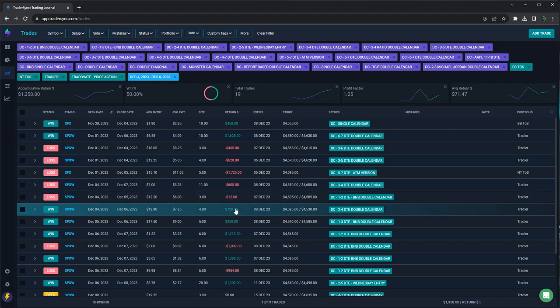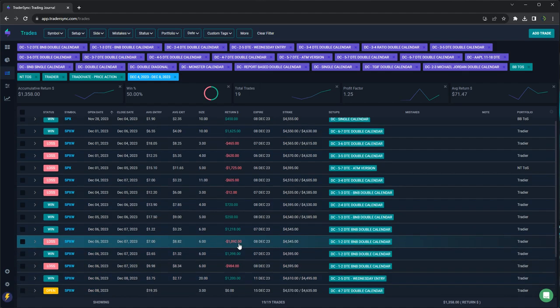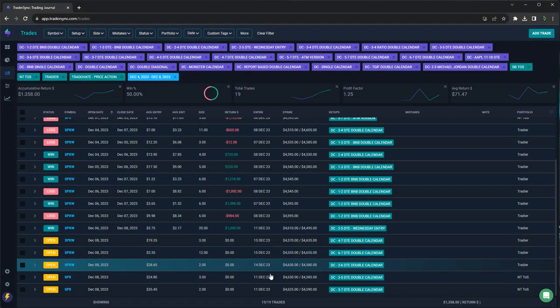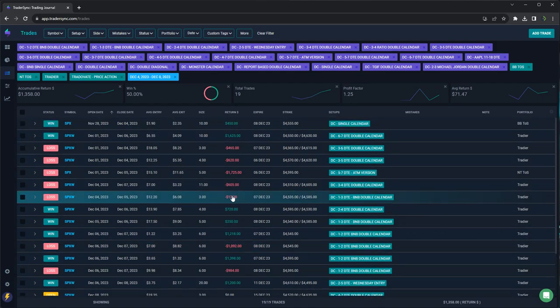Then had a winner for a 2.4, a winner on a 1.3, a really nice winner on a 1.2, a loser on a 1.2, another big winner on a 1.2, loser on a 1.2. So kind of back and forth on those. And then today hit a 2.5 from Wednesday for plus 1,200. And then loaded up on my Friday calendars. So we'll see what happens with those next week.